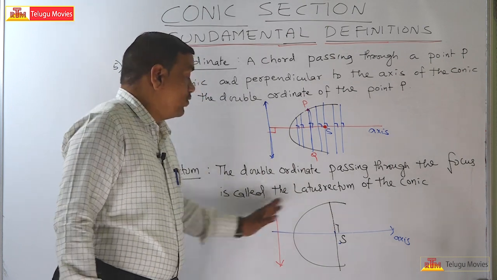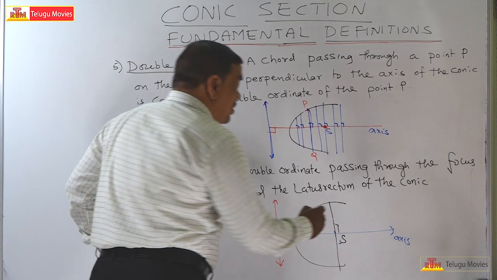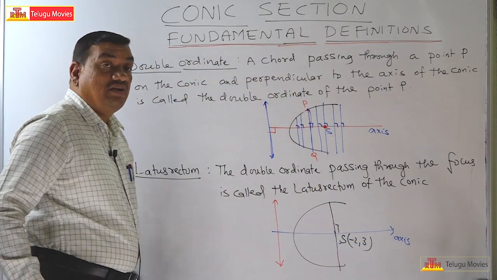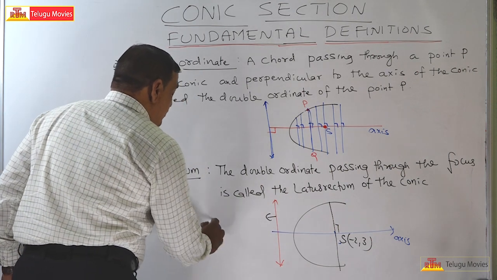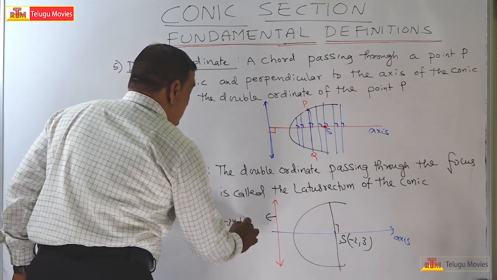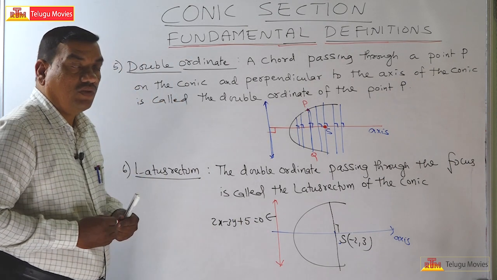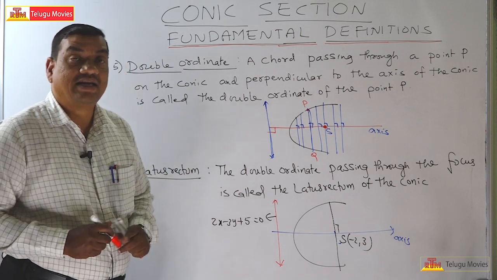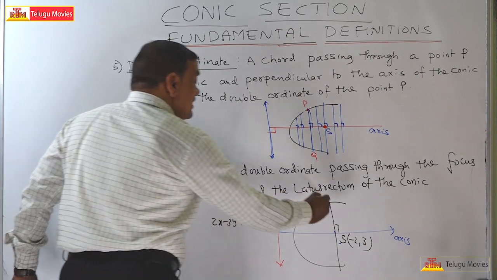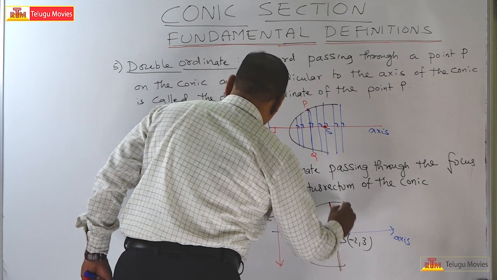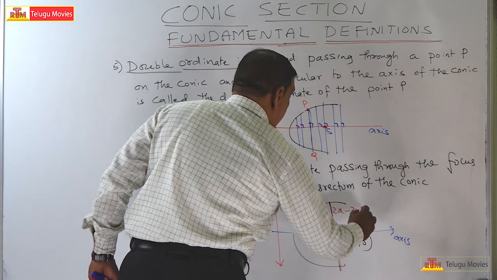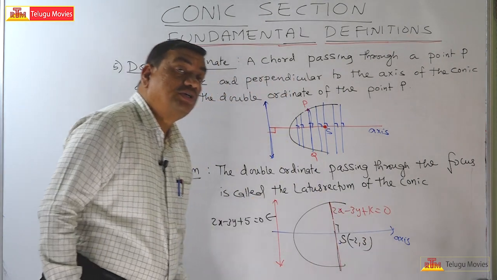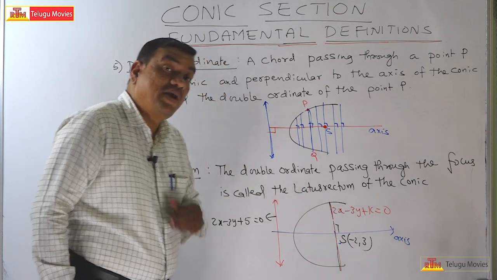For example, the focus is the point (-2, 3), and the equation of the directrix is 2x minus 3y plus 5 is equal to 0. If you are asked to find the equation of the latus rectum, we can easily say that the equation of the latus rectum is 2x minus 3y plus k is equal to 0. Why? Because these two lines are parallel to each other and their equations differ by the constant term only.